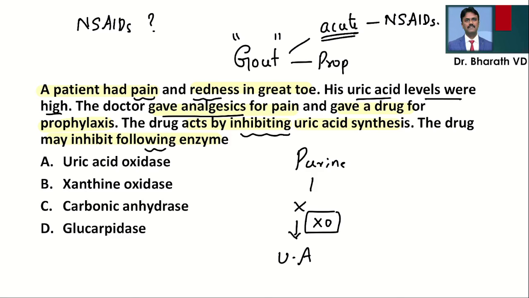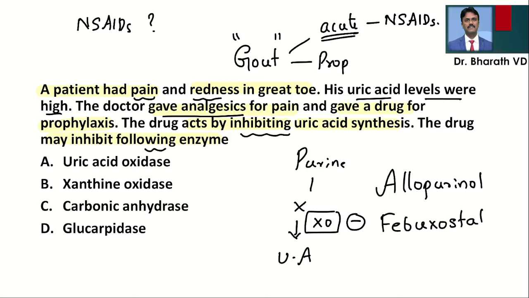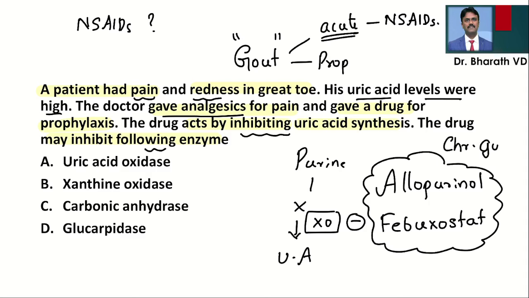Now if I inhibit xanthine oxidase, then uric acid is not synthesized and there are decreased chances of gouty arthritis or gouty pain. So what drugs will inhibit that? The name of the drug is allopurinol, which is a purine derivative, and the non-purine drug is called febuxostat. So we have two xanthine oxidase inhibitors, allopurinol and febuxostat. If they ask you what is the drug of choice for chronic gout, the answer would be allopurinol, that is for prophylaxis. So they're asking which enzyme is inhibited? It is xanthine oxidase.